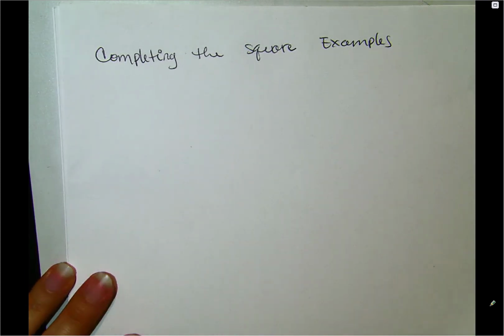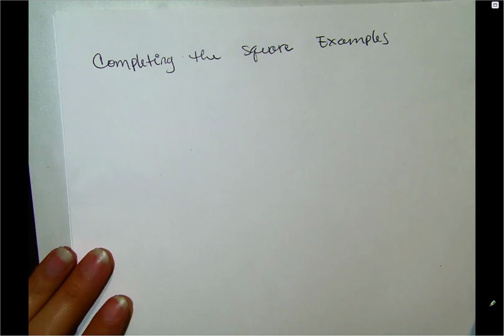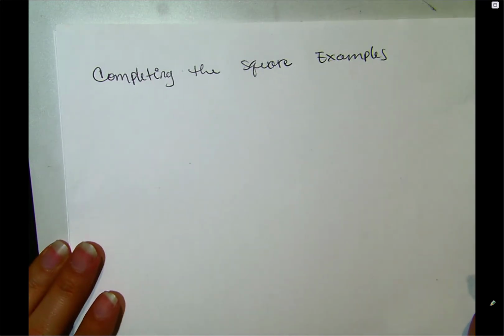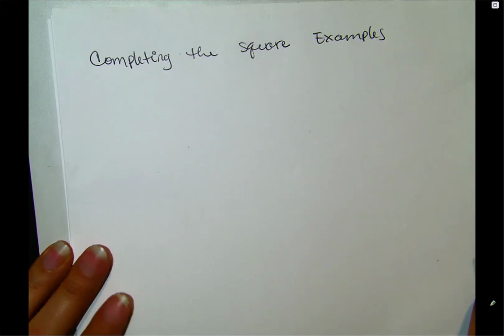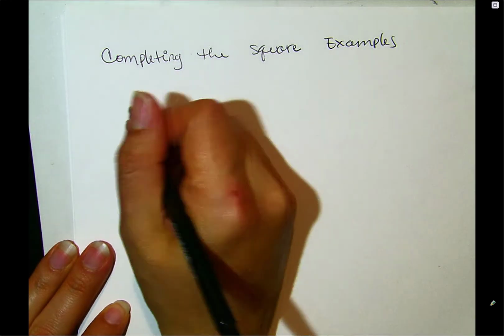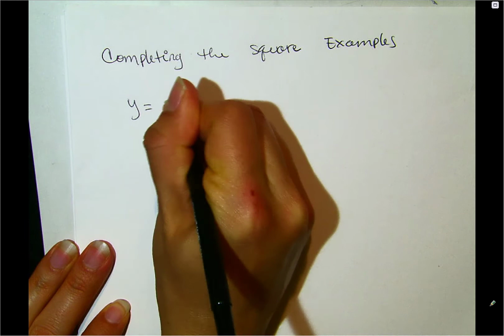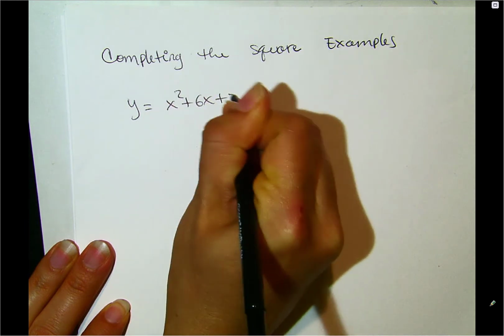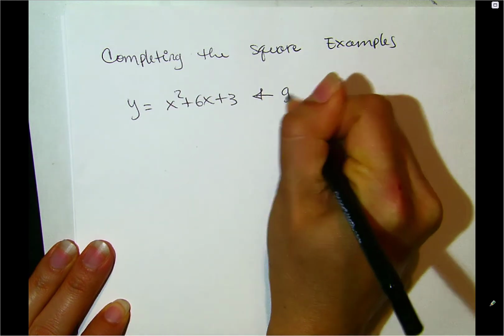Hi there. So we were working on completing the square. That's where we left off in class. So I wanted to just do a couple more examples to refresh your memory. So let's look at if you have y equals x squared plus 6x plus 3 and we want to graph this.